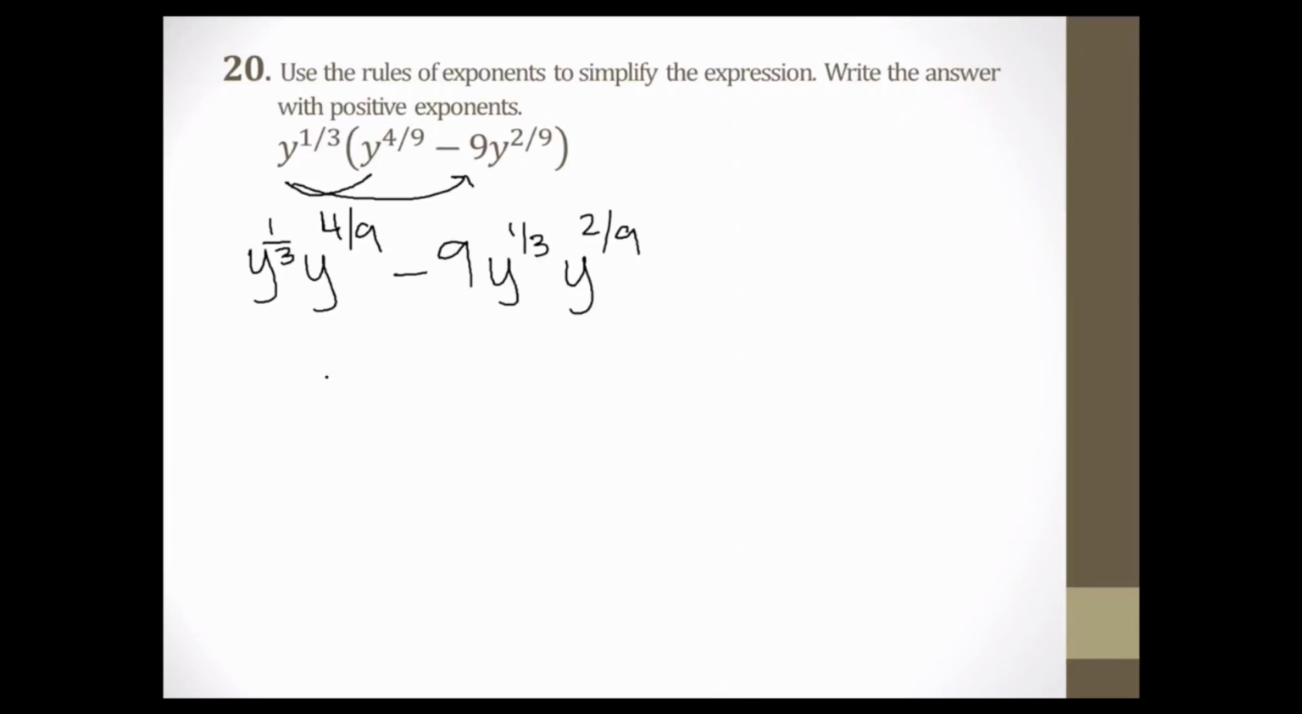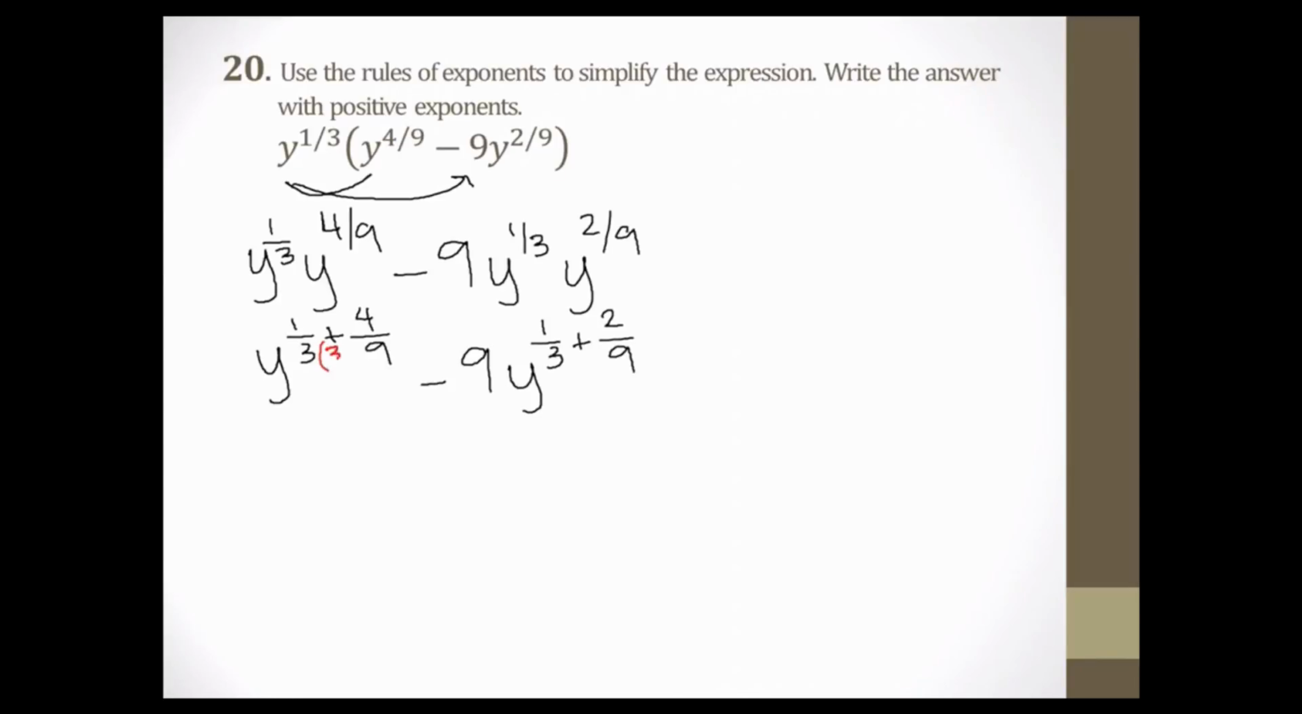Okay, so when you are multiplying expressions with exponents and they have the same base, you add the exponents. So that's y to the 1/3 plus 4 ninths minus 9, and then we'll do the same thing here. Y to the 1/3 plus 2 ninths. Okay, so we need to get common denominators when we are adding or subtracting fractions. So I can change this 3 to a 9 and use 9 as my common denominator.